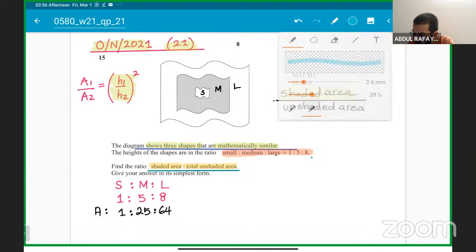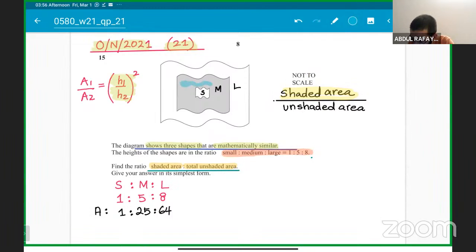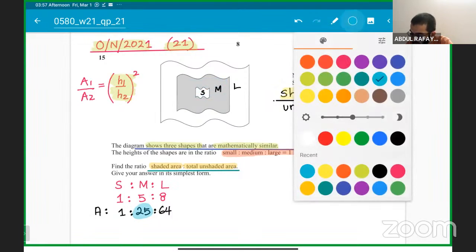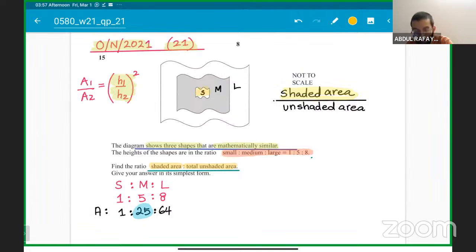What we have to understand is that the shaded part is the medium flag, or medium shape. The medium shape is there in the blue color. So what is the area of the medium shape? That is 25. The area of this medium shape is 25. But what we need to understand is very simple: the small flag is also coming inside the medium flag.